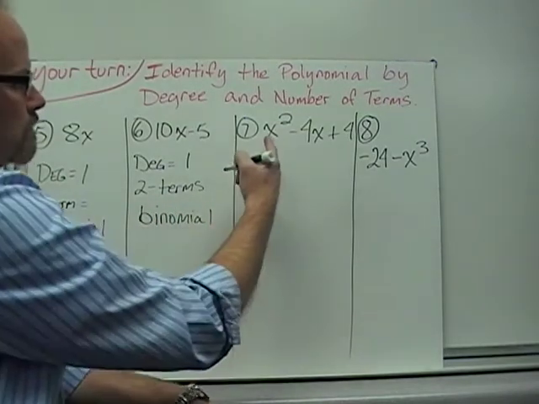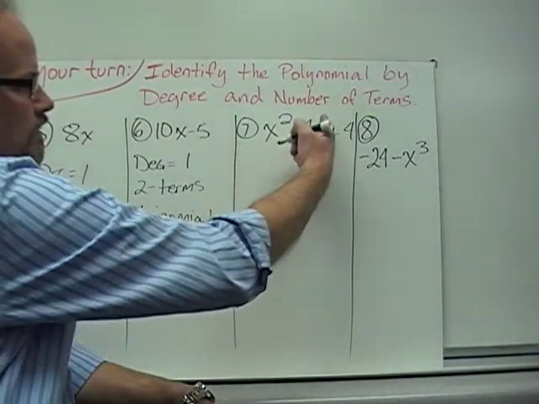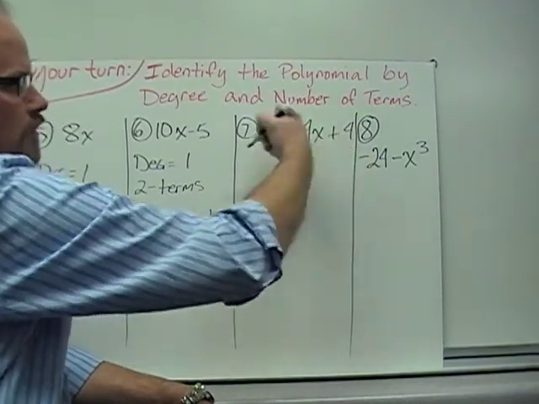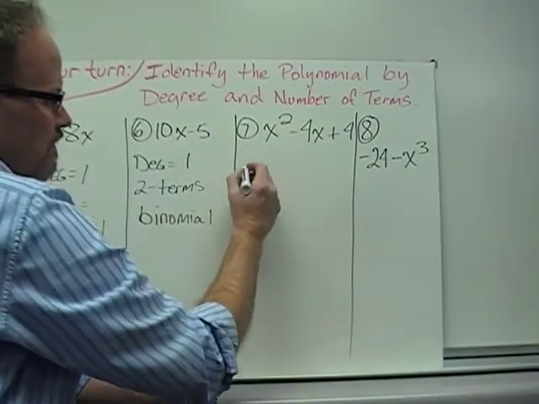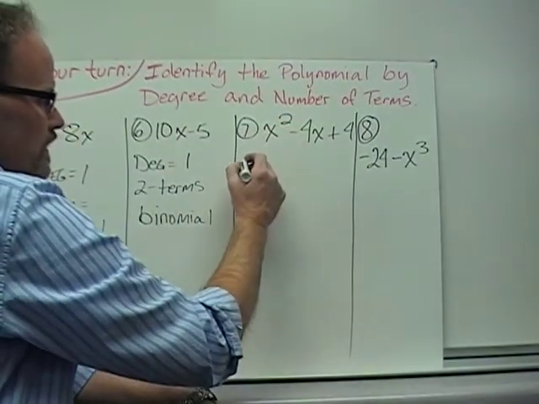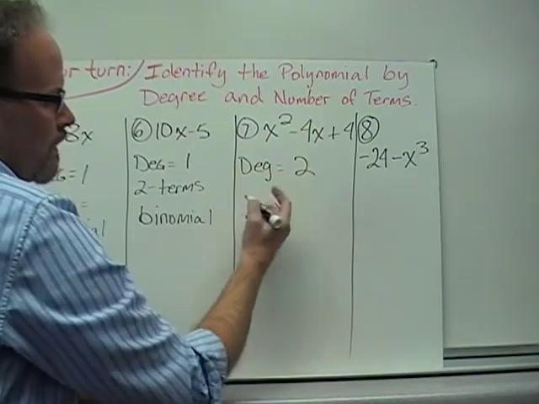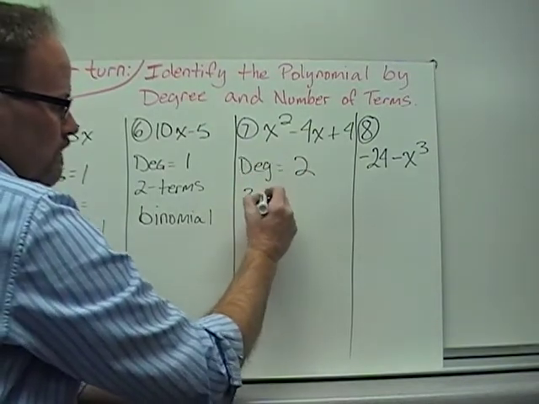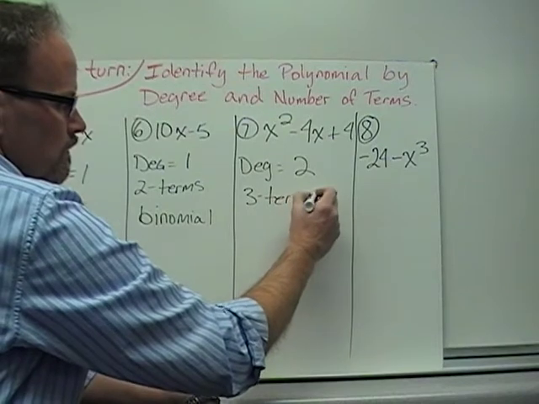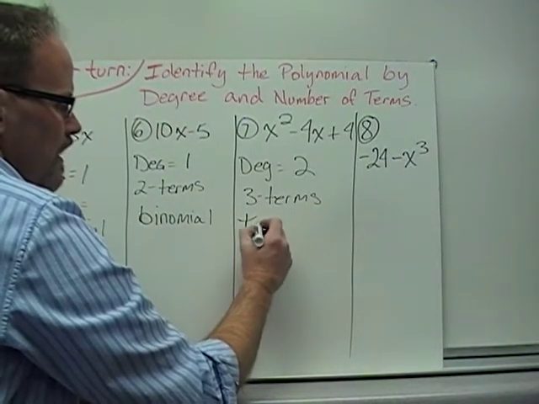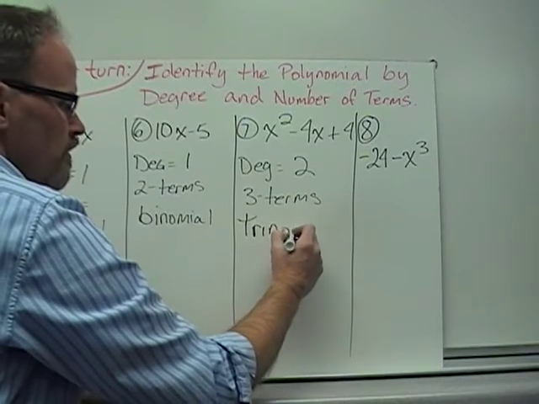Number 7, I'm looking here, I see x to the first power, x to the second power, but in the whole polynomial, it is leading with the highest degree. So this is a degree 2. This is 3 terms. So therefore, this is a trinomial.